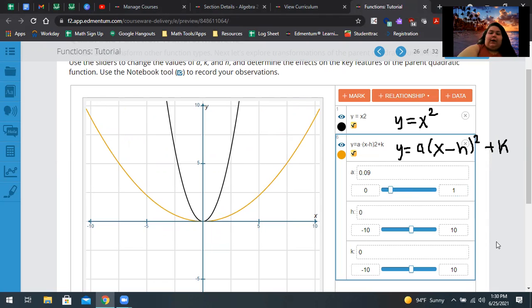Now, if I bring this back to 10 and this back to 1, so greater than 1, when anything is greater than 1, it is being vertically stretched, making it more narrow.